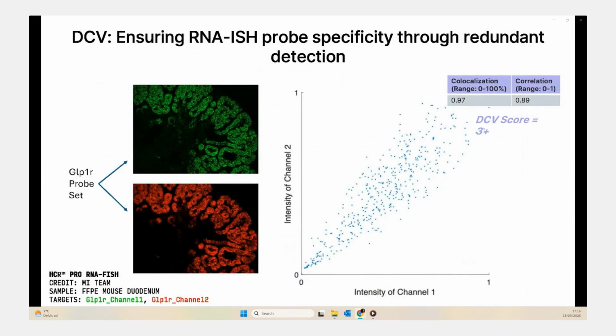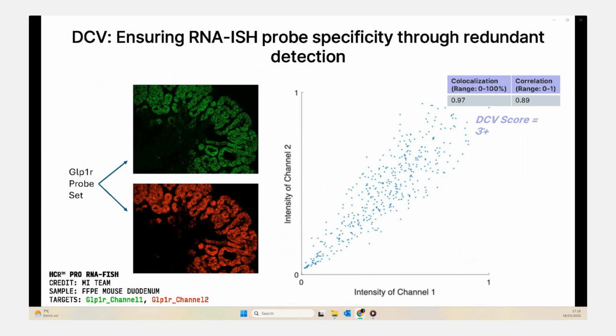Just to illustrate the methodology of DCV with an actual example, here we have a GeoPure probe set. First, you split the probe set into two groups and detect the same target redundantly in different fluorescent channels. Then you run these raw images through a script, and that will give you the colocalization factor and correlation coefficient. And based on these numbers, it results in a DCV score of 3+.